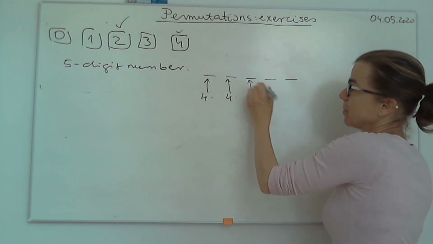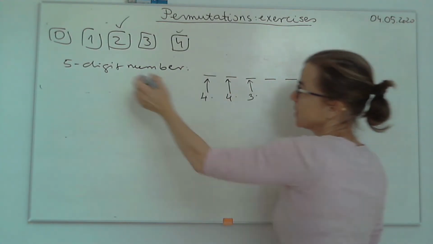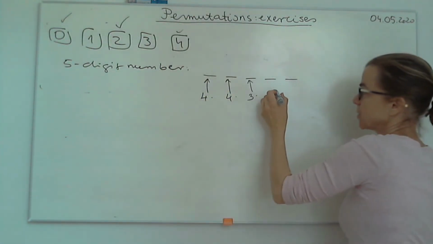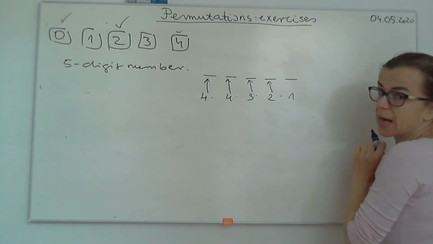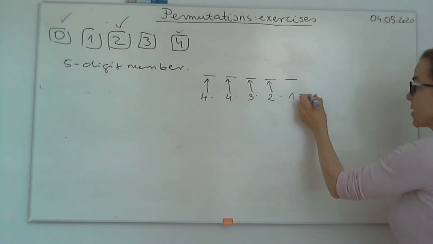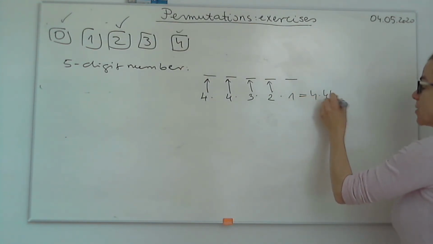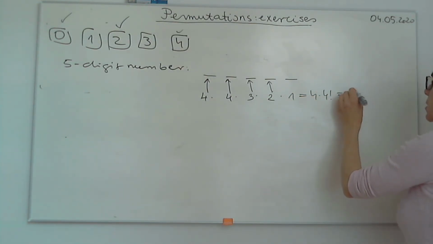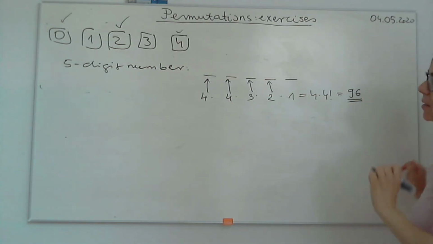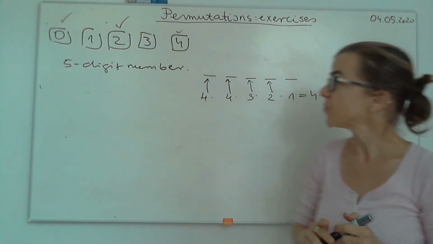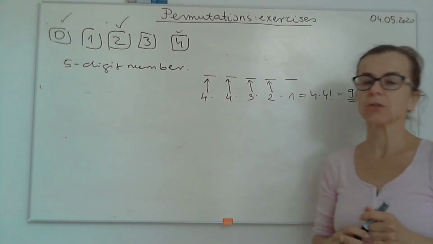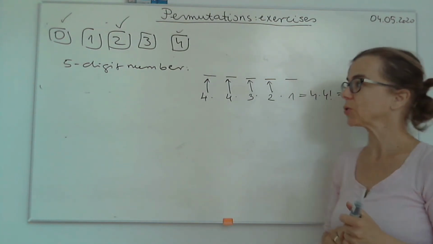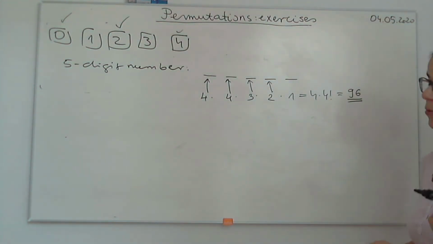And then I have remaining 3 cards. I can choose any of them. Let's say that 0 came now. That's spot. And then the remaining 2 and 1 go into the last 2 slots. So the final answer is 4 times 4 factorial, which is 96. So there are 96 5-digit numbers out of the cards 0, 1, 2, 3, 4. Maybe you wonder whether you could do this in any alternative way, and yes, you can.